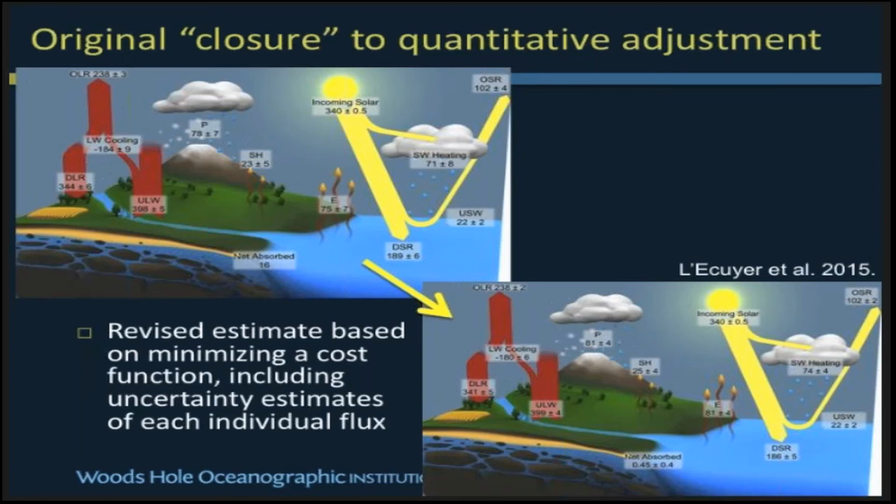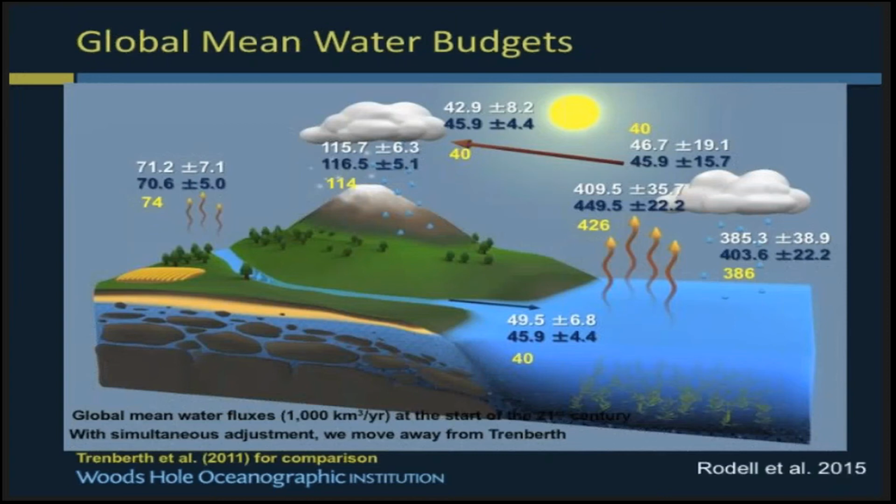Okay? But because we wanted to do a little bit of a more quantitative adjustment to get the number down to about 0.5 or 0.6, we actually forced all of these data sets to come up with an uncertainty estimate, and then used a quantitative minimizing cost function, looking at uncertainty estimates of each individual flux to come up with a final set of numbers. And so actually on the bottom right is one of the final sets of numbers from that particular example.